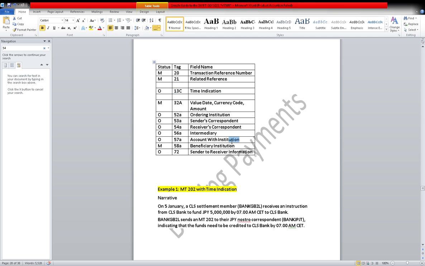Then account with institution means your receiver bank and its BIC. Account with institution is optional here, but the beneficiary institution is required, meaning the BIC of that bank in 58A is required, and sender to receiver information is common. So what we saw here is that only 4 fields are mandatory: transaction reference number and related reference number. And this field 21 related reference number will come from MT103.